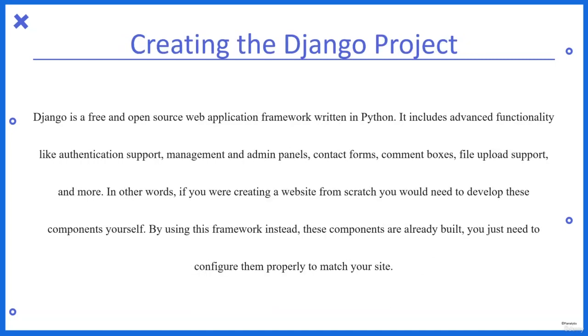Now, the second part is creating the Django project. Django is a free and open source web application framework written in Python. It includes advanced functionalities like authentication support, management, contact forms, comment boxes, which is basically handling the front end part, getting the data from the front end to the back end. Then we have the file upload support and more. In other words, if you were creating a website from scratch, you would need to develop these components by yourself. But by using this framework instead, these components are already built. You just need to configure them properly to match your site.